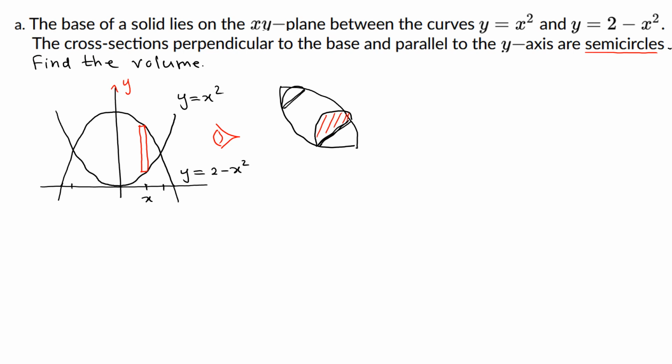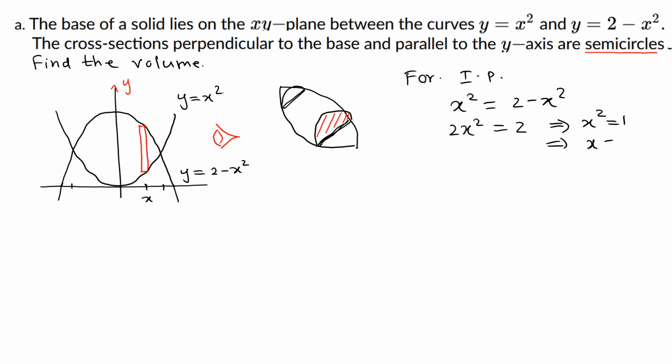For the corners, we can do something interesting. We can just set the two curves equal. For the intersection points, you set x squared equal to 2 minus x squared. So you get 2x squared equals 2, so x squared equals 1. In other words, x equals plus or minus 1. So one is minus 1, one is plus 1. Those are the intersection points, that's where the two curves meet. So we know that part.